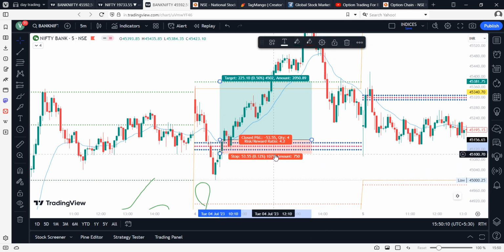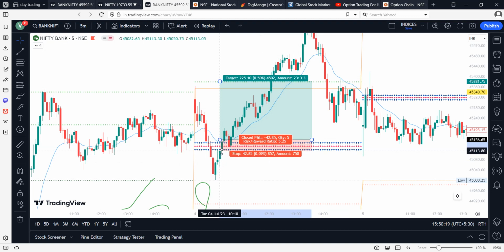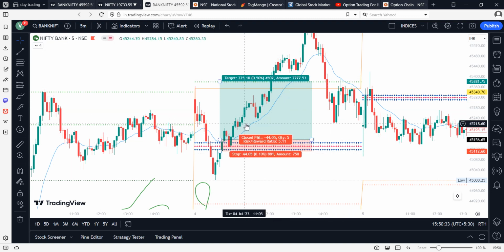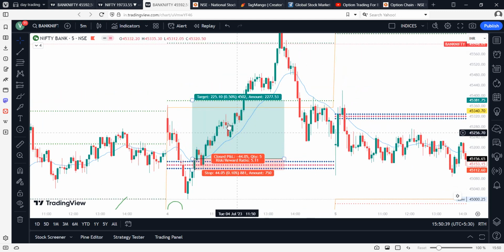You are risking around 53 points. You can place your stop loss below the entry candle or below the CPR. This is the right process. Below the CPR, you are risking around 44 and you are having 225 points, with a risk reward of 1:5. This is how the strategy works here. See here, we are having good profits at 1:5 risk reward.